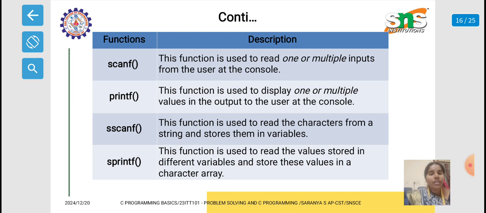The sscanf function is used to read the characters from a string and store them in variables. The sprintf function is used to read the values stored in different variables and store the values in a character array.